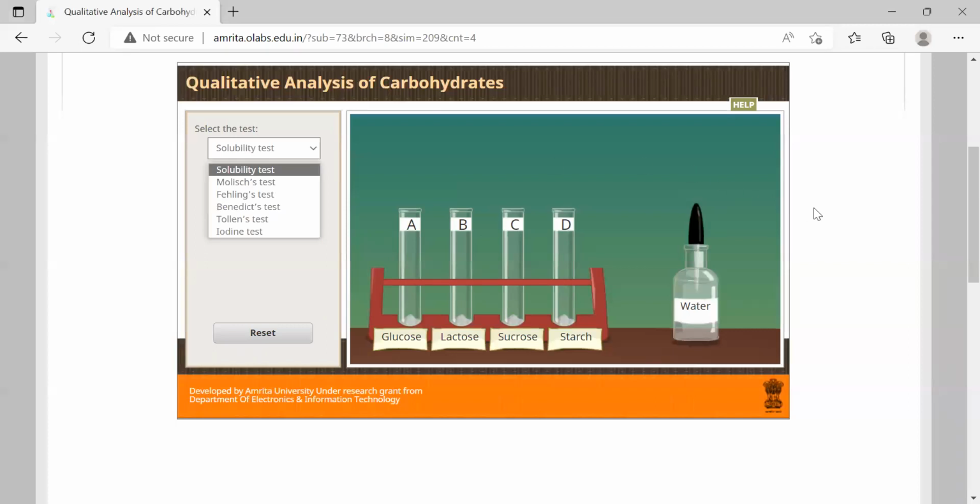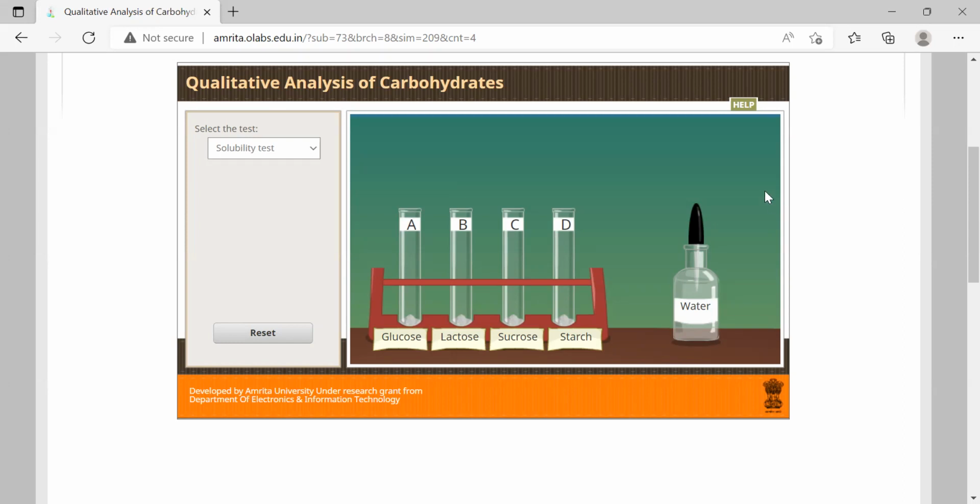In each of these tests, we are going to utilize the same 4 samples of carbohydrate, meaning that we're always going to be testing the monosaccharide glucose, which is in a test tube labeled letter A, the disaccharide lactose, which is always in test tube B, the disaccharide sucrose, which is always in test tube C, and lastly, starch, which is a polysaccharide that is always placed in test tube D.